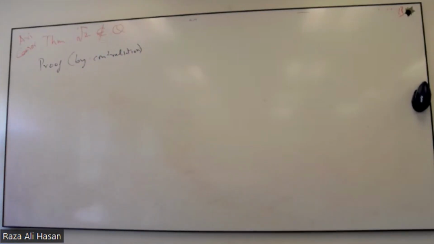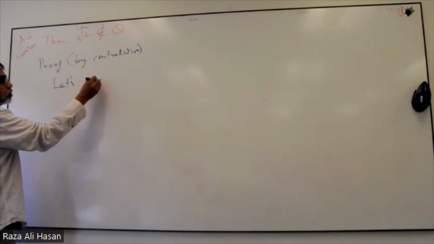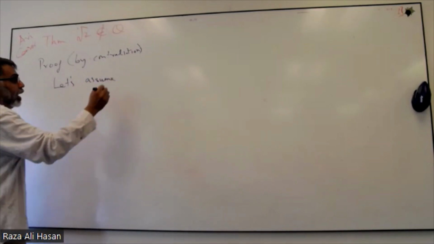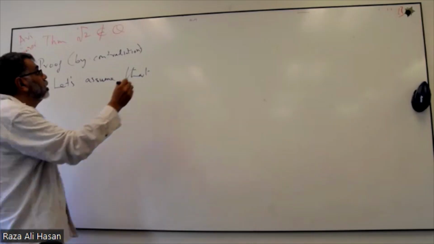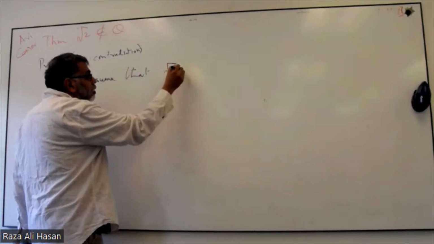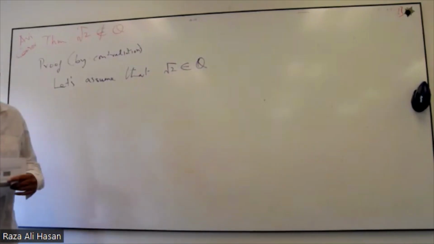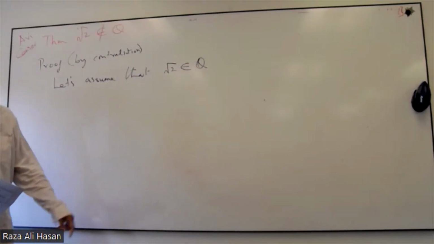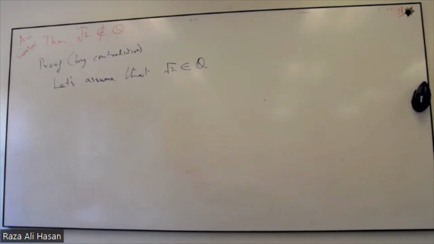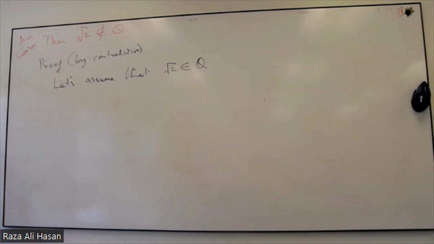All right. So let's assume that square root of 2 is a rational number. So this symbol is what? Belongs to, in, right? So you can also just say is. Square root of 2 is a rational number. If it is a rational number, what's the next step?